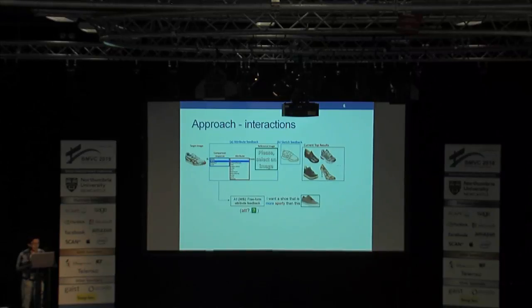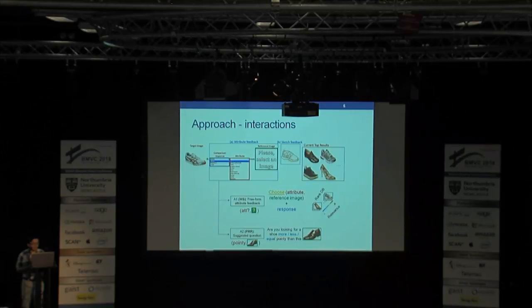So for the freeform attribute feedback, the user needs to provide or choose an attribute and a reference image, and after that provide a response. Once we have this knowledge, we can re-rank the whole image database using it. Then the second action is the suggested question. In this case, the computer provides some attribute and reference image, and the user only needs to provide a response. Similarly, using this knowledge, we are going to update the ranking of the images in the database.